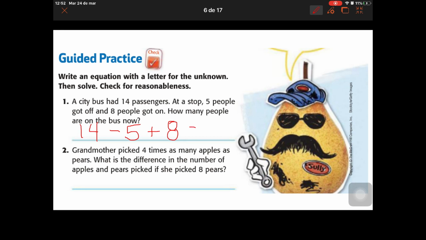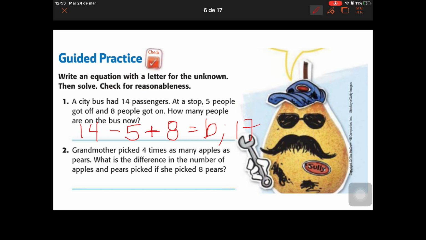We want to know what the answer is. We're gonna solve it, and we have 14 minus 5 equals what? Equals 9. And then we add 8, and we have 9 plus 8 equals 17 people. Do you think it's correct? It is. Very good.